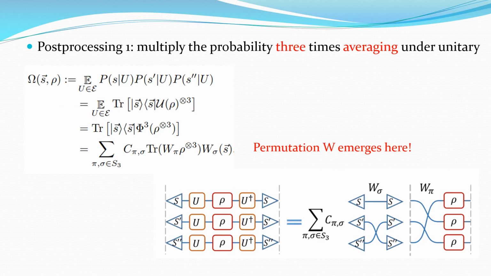By multiplying the probability 3 times and then averaging under unitary ensembles, we can get the Weingarten integrals on the 3-qubit states. Here, the pictures give us the intuitions. Every line is a probability. We multiply, then it has the 3-qubit states. Then we do some average. We can get the Weingarten integral and see there are some permutations between the states.